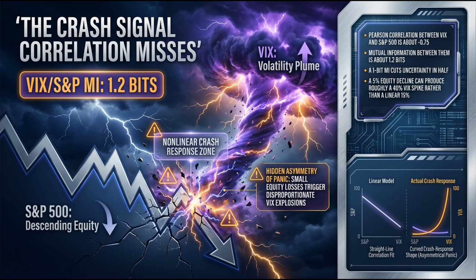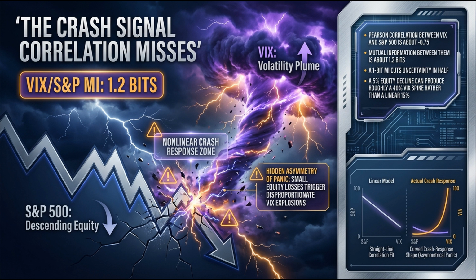Okay. So when the mutual information between the VIX and the S&P 500 registers at 1.2 bits, it tells us there is a profound structural relationship there. But the crucial difference between the simple correlation metric and the mutual information metric is that mutual information captures non-linear crash amplification. Crash amplification, meaning the tails.